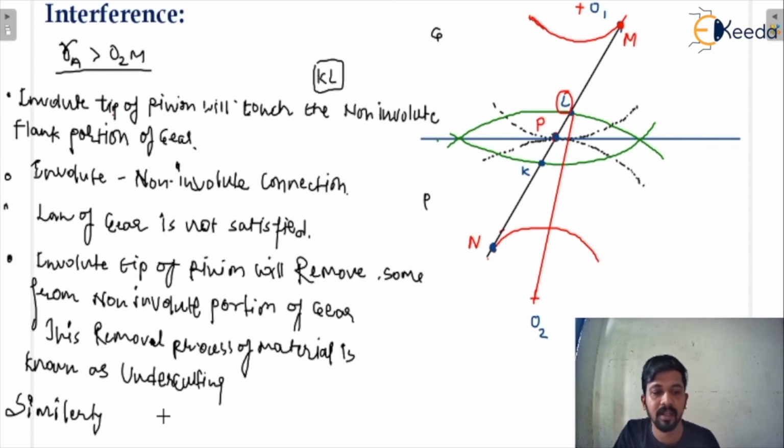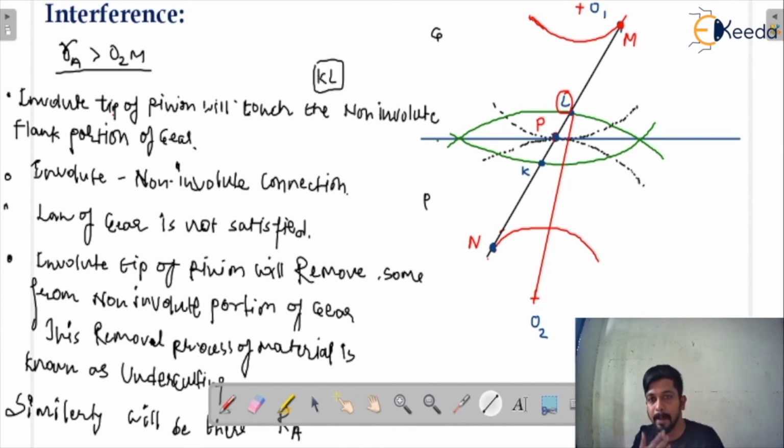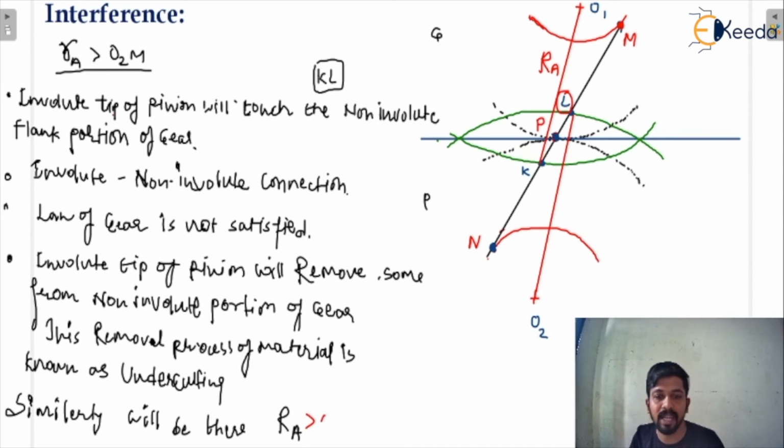Similarly, it will be there when RA, that means the addendum circle radius RA. What is RA? RA I am just denoting here. Okay, this is RA. So if the radius of the addendum circle for the gear, RA, is greater than O1N, because the maximum limit is N, O1N, then the similar procedure will be there.